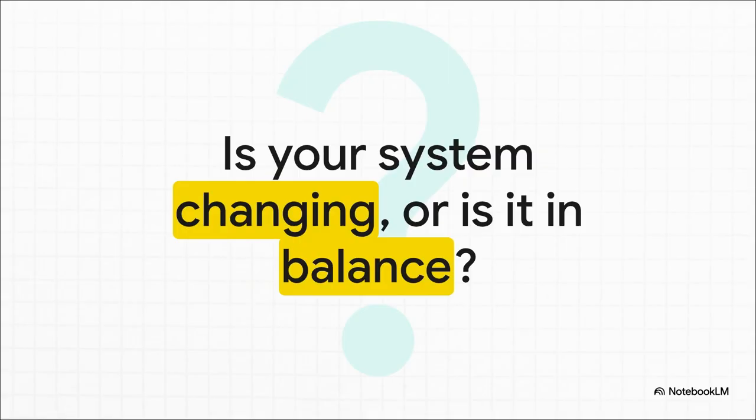So as an engineer, this becomes one of the very first questions you ask when you look at any system. Is it changing or is it in balance? Is it in a transient state or has it reached a steady state? Understanding that distinction is absolutely fundamental to modeling almost anything. It's the question that really opens the door to understanding the world around us in a much deeper and much more predictable way.